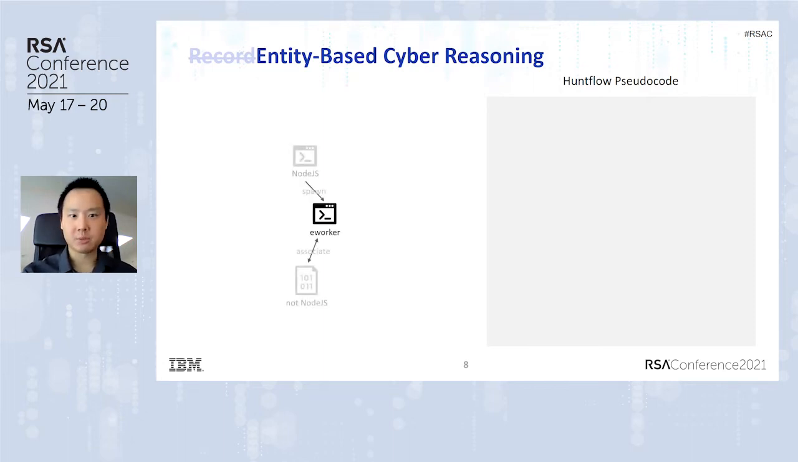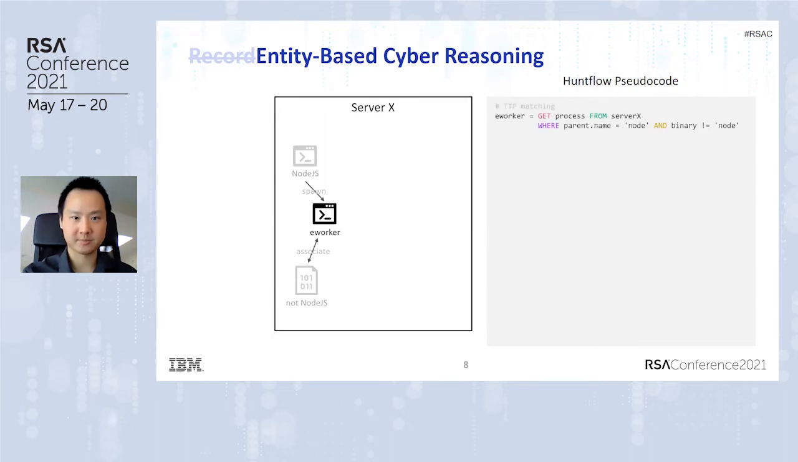Let's search for a TTP pattern with three entities: a Node.js process, a worker process, and a binary. Can we get the worker process entities that are forked from a Node.js but have a different executable associated? That's an exploited process. That's easy. Can we get child process entities of the processes in eWorker? Easy.